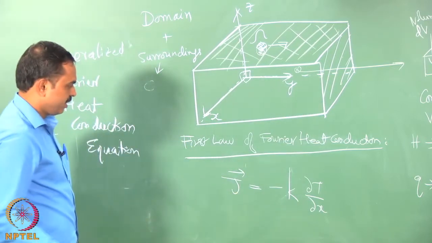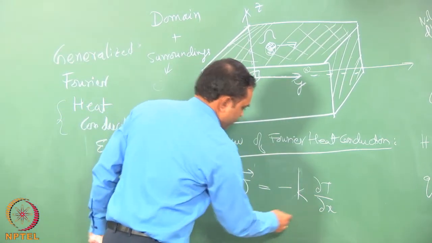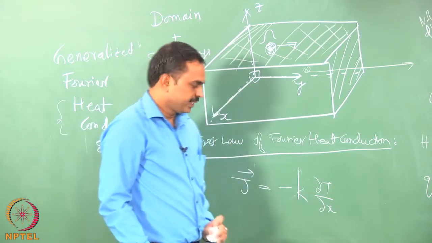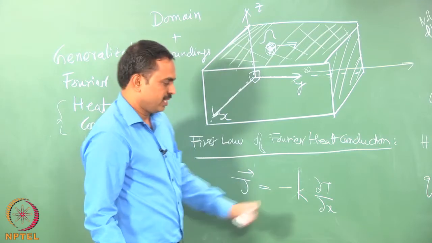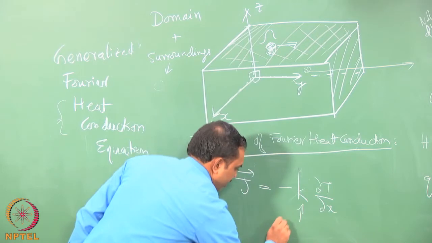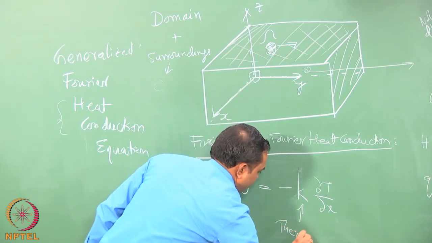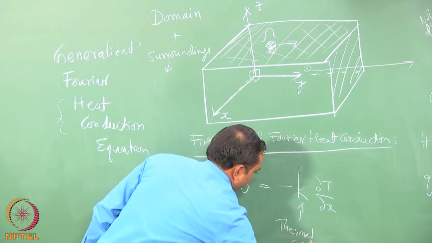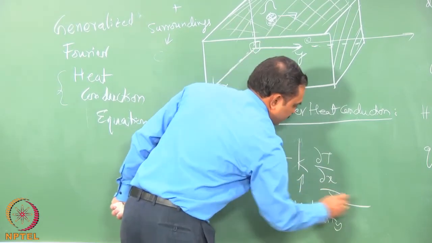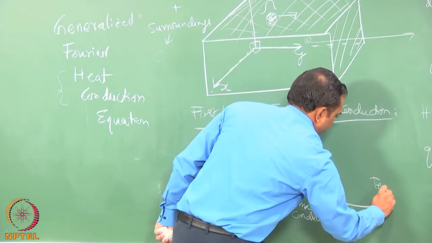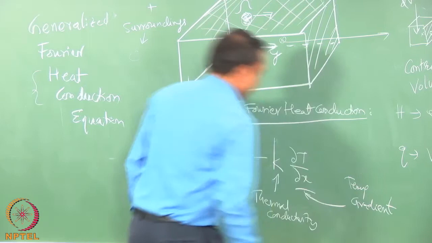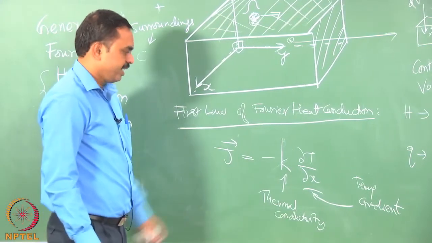So, in terms of English we could say that the heat flux is down the temperature gradient. Okay, it is down because of the minus symbol here. Okay, and this is a parameter we already know. This is the thermal conductivity. This is the temperature gradient. Okay, and J is the heat flux.